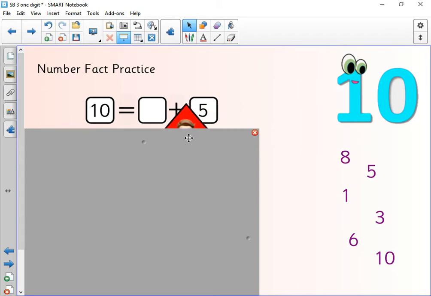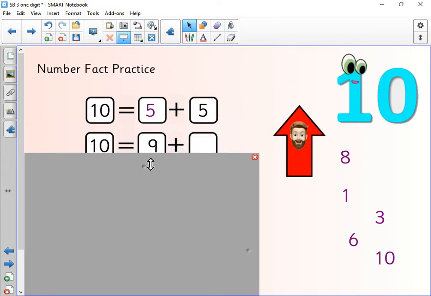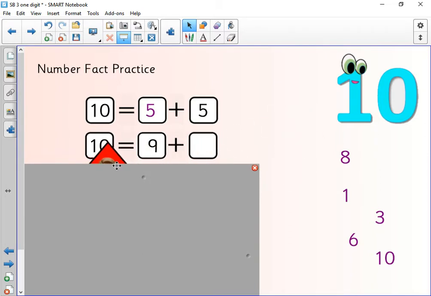5 add, shout out for me. 5 add 5 equals 10. Well done. Are you ready for the next one? So I've got 10 equals 9 add. You ready to shout out the answer for me? 1. Well done. 10 is 9 and 1.